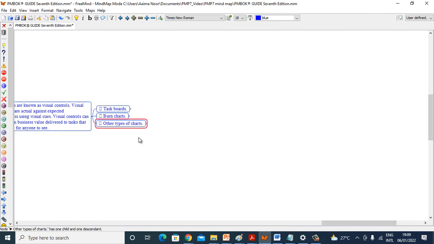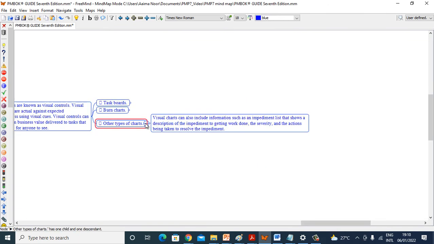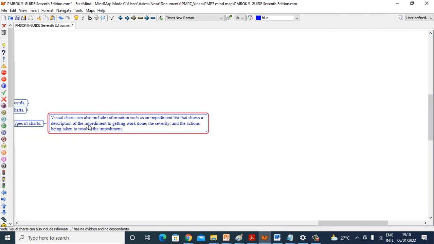Now we'll see other types of charts. Visual charts can also include information such as an impediment list that shows a description of the impediment to getting work done, the severity, and the actions being taken to resolve the impediment.